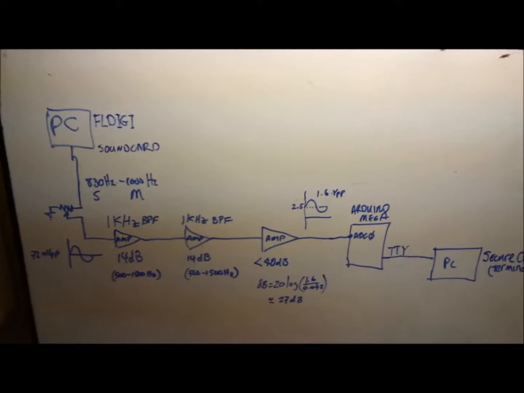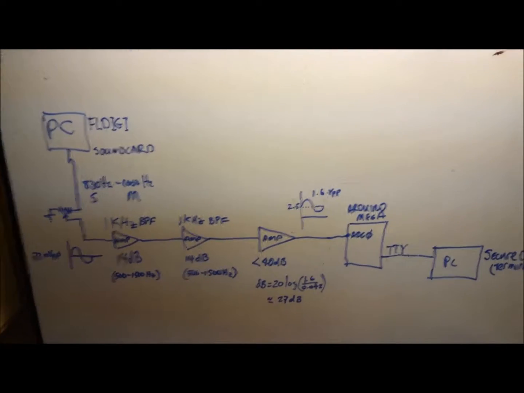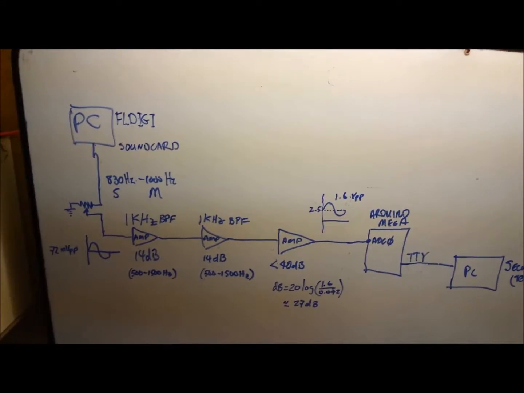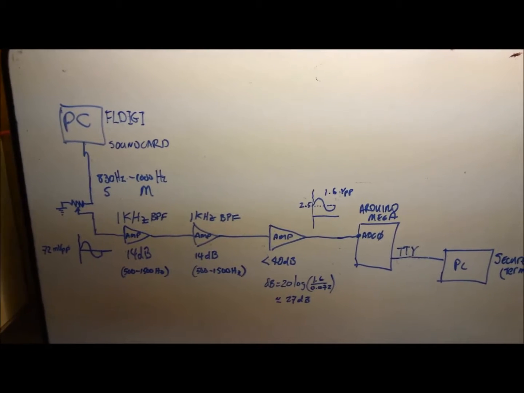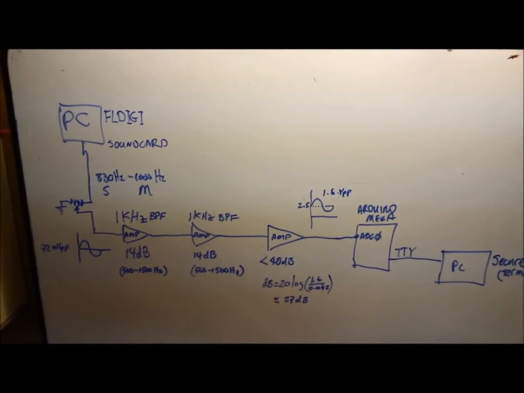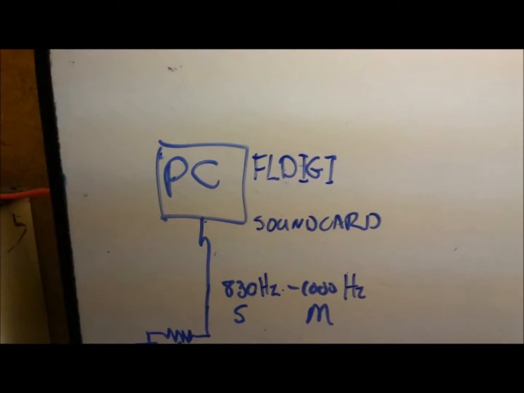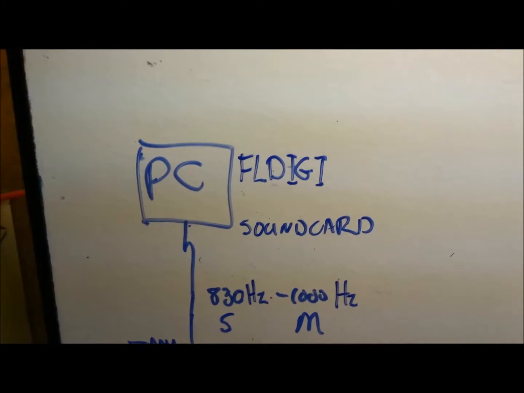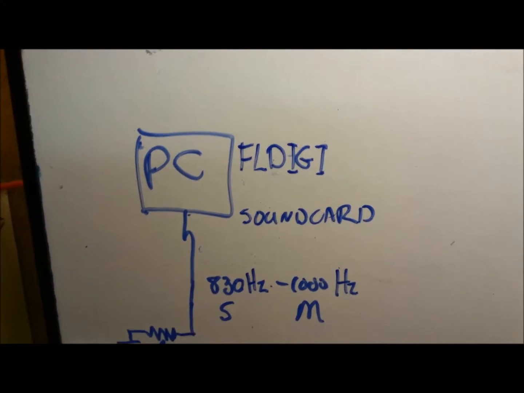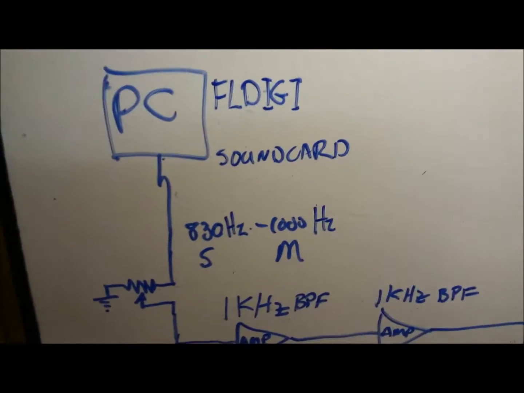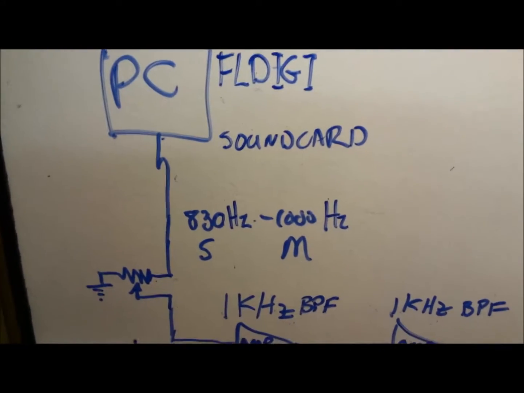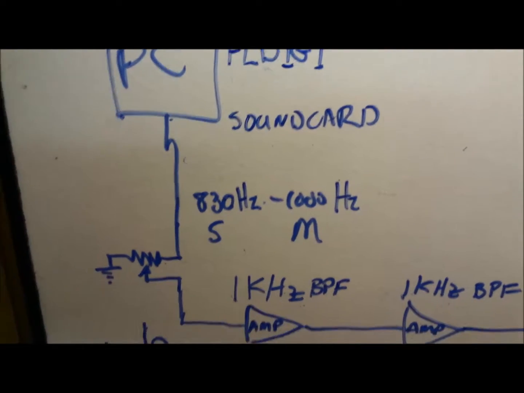This is a test of my Arduino RTTY decoder. Right now, with the test setup, this is showing the logical circuit diagram, and the setup is RTTY being generated by FLDIGI on a PC, fed through the sound card. Space frequency is 830 Hz, mark frequency is 1000 Hz.